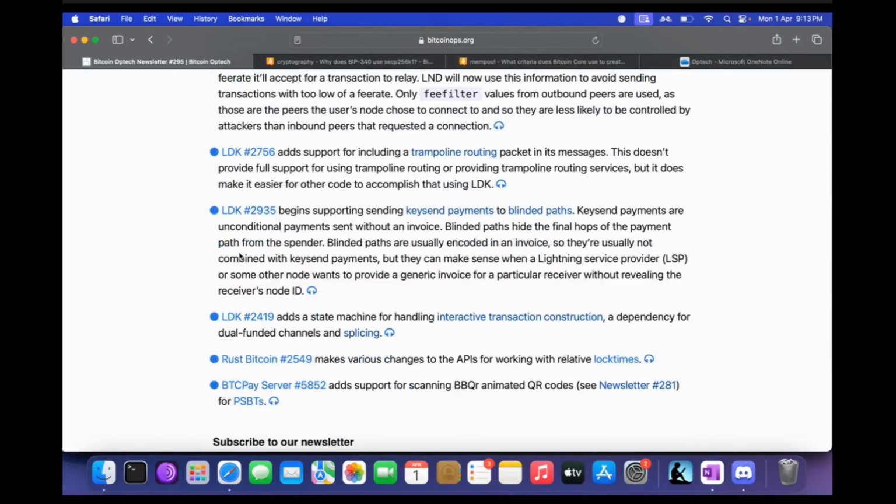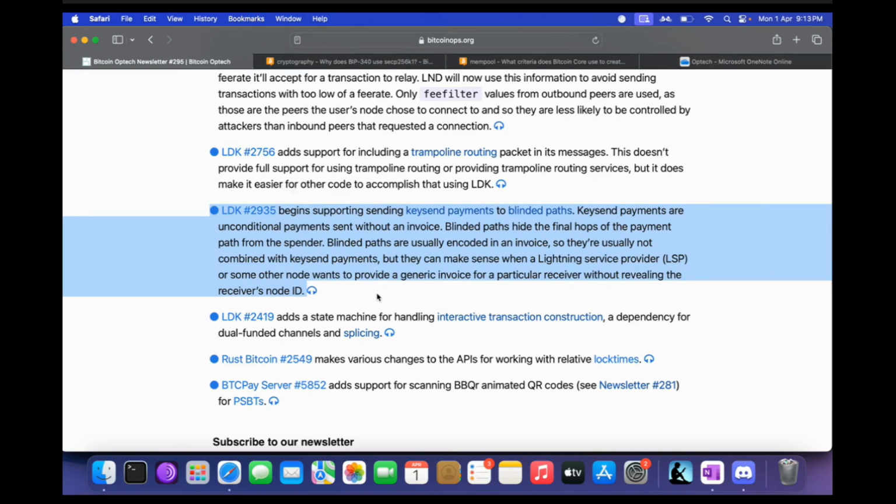LDK PR number 2935 begins supporting keysend payments to blinded paths. What are keysend payments? We're all aware of how payments are routed on the Lightning Network. They are routed through HTLCs, and these HTLCs can only be unlocked using a pre-image. The recipient of a Lightning payment has a pre-image which it shares with the preceding node, the penultimate node. Then the penultimate node shares it with its predecessor, and it goes all the way back to the sender. Then the sender hashes the pre-image and matches it with the hash the recipient had shared with him, to ensure that the payment has been successfully delivered to its rightful recipient.